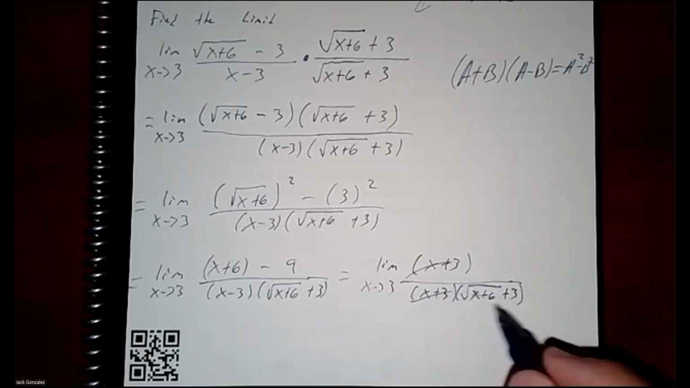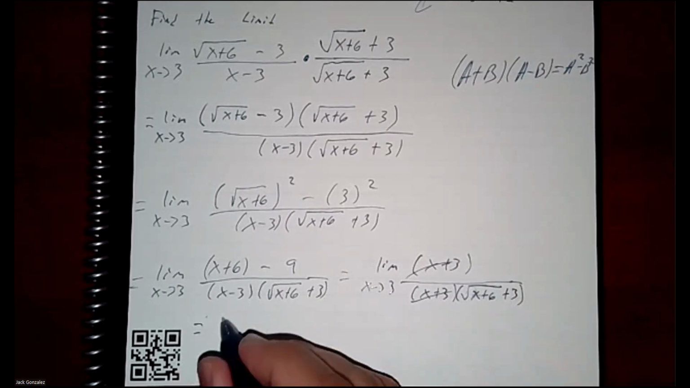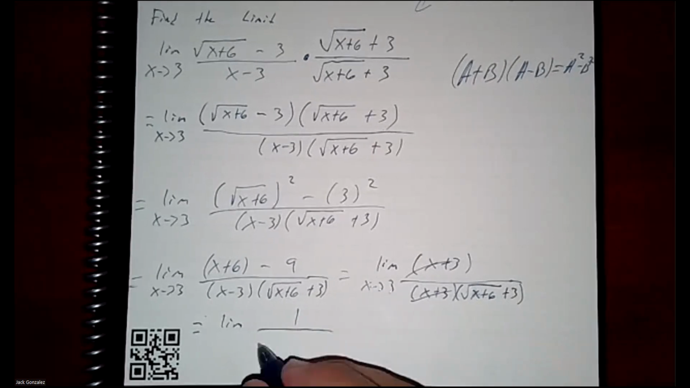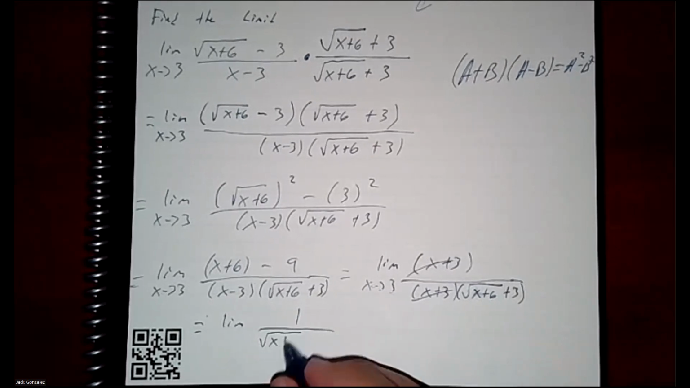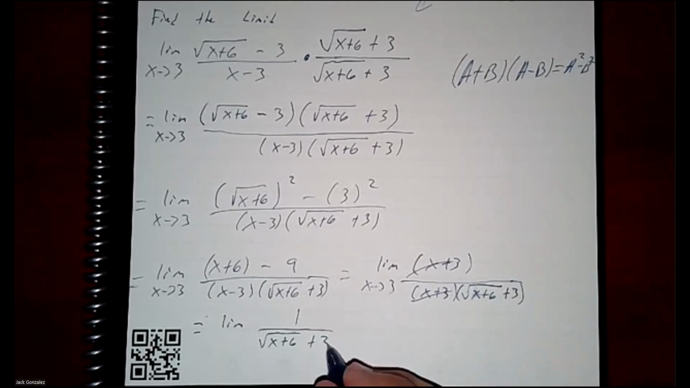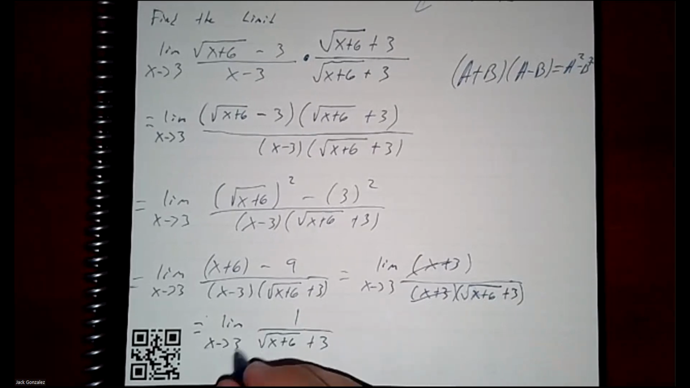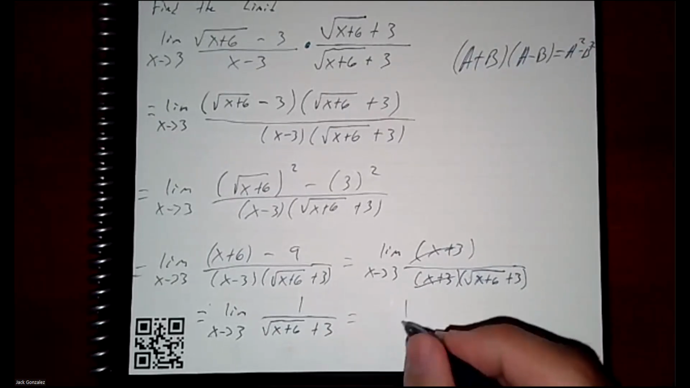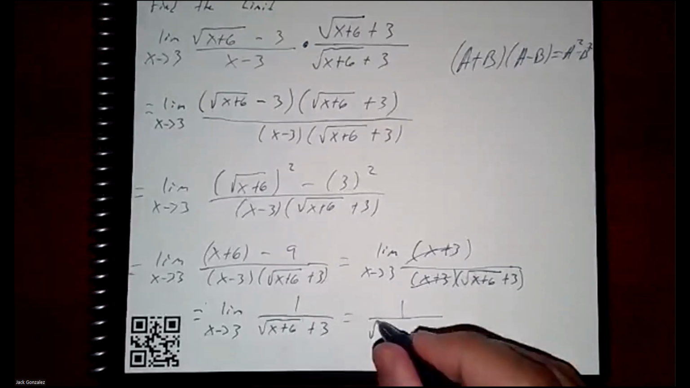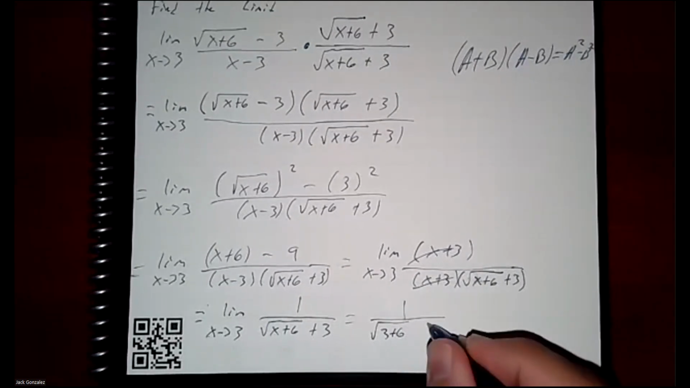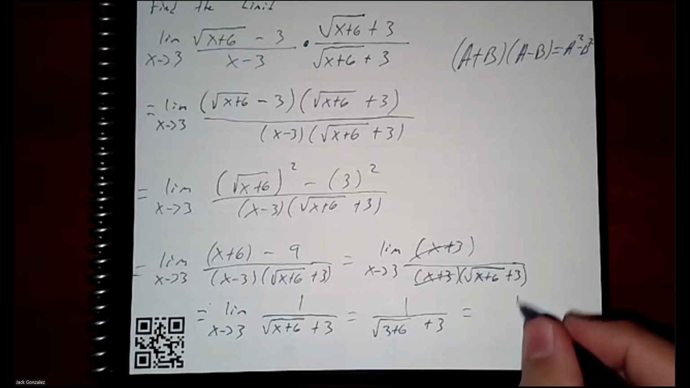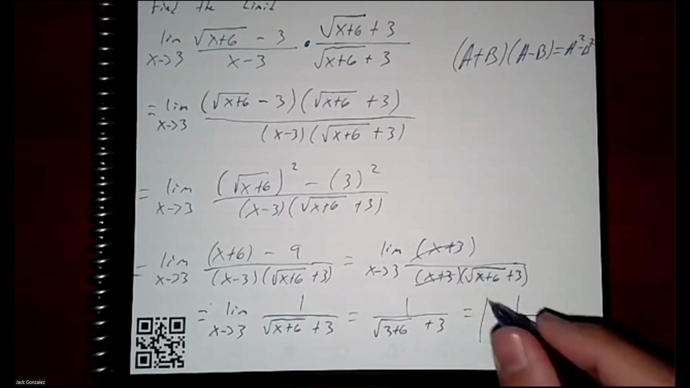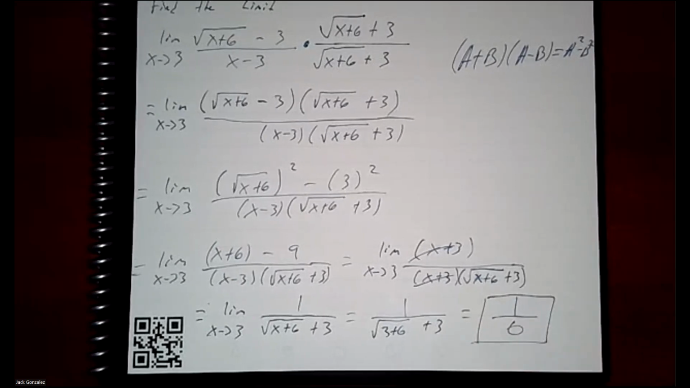So these will cancel, and I get to here. So at this point, you can finally plug in the 3. So that'll give me square root of 3 plus 6 plus 3, which is square root of 9, which is 3, plus 3 is a 6. So the limit will be 1/6.